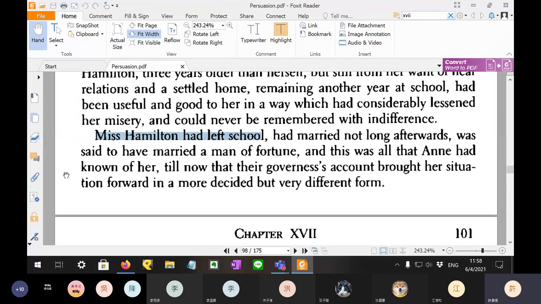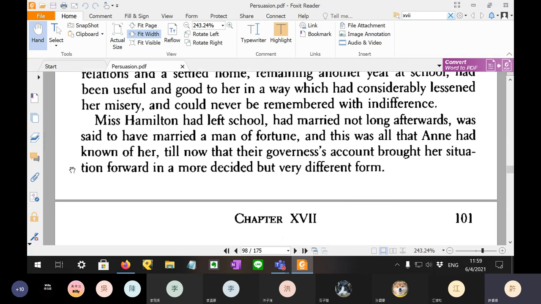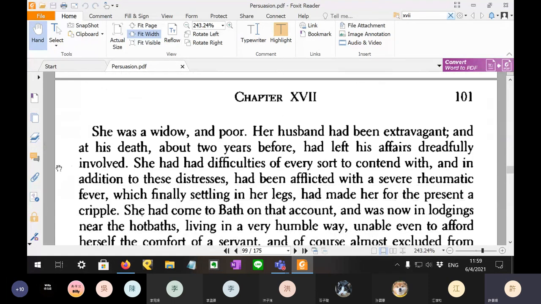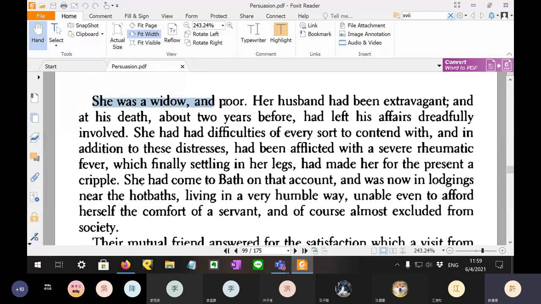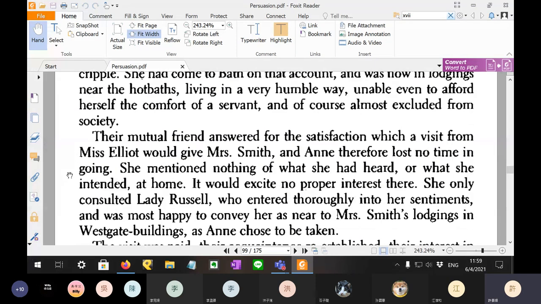And this was all that Anne had known of her, till now that their governess's account brought her situation forward, which means to the present day, from the past to the present, up to date, in a more decided, which means confirmed, certain, but very different form. So Anne only knew that she had married rich, but now her governess is giving her news that is certain, it's definite news, but it's very different from Anne's memory of her being rich and married. And we just talked about this. She's a widow and poor, not married anymore, no longer having money. And we actually talked a lot about this.